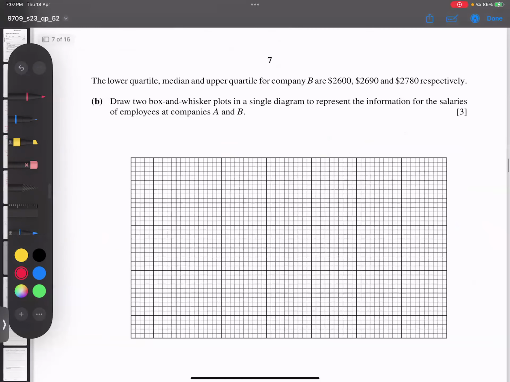Same question, he talked about the lower quartile and median, this time for company B, which is given by him. I'm writing here LQ for the lower quartile, this is the median, and this is the upper quartile, UQ. Now draw two box and whisker plots in a single diagram to represent the salaries of both companies. He did not mention A up or B up, so we can make it either way.